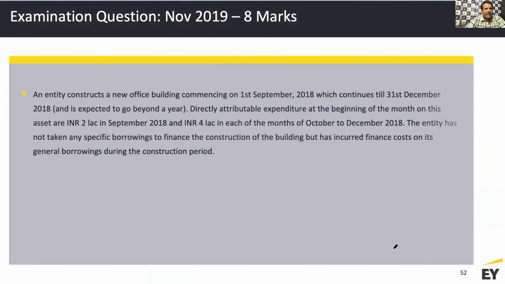For 8 marks, this was again on the question of determination of the capitalization rate. An entity constructs a new office building commencing on 1st of September 2018. Again, remember all the dates. These dates are very, very important. It continues till 31st of December, and it is expected to go beyond a year. Why is this information important and necessary?